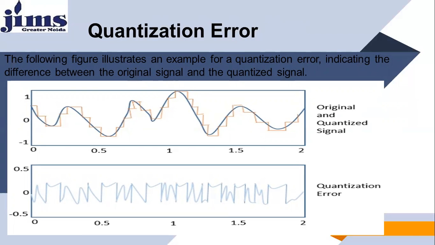Right? And if you have a step size of 1 volt, then there is a possibility of error which lies between 0 to 0.5 volt, right? 0 volt means if you have a sample luckily at 4 volt, so 4 volt becomes 4 volt, there is no error. So we say that the quantization error is 0 volt, right? That's why we say the range is between 0 to 0.5 volt.